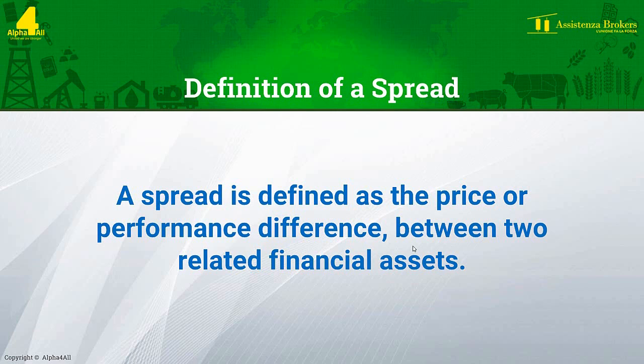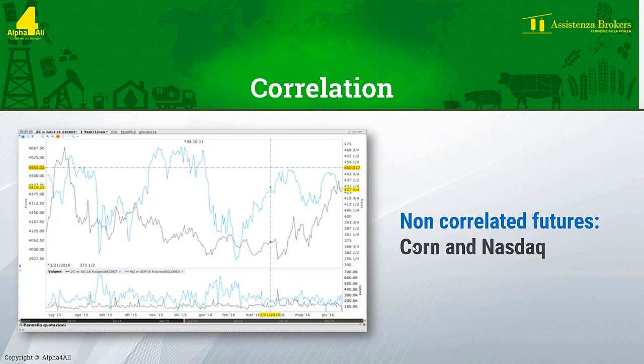We need to look at how the raw materials we use are connected, and the term we use for this is correlation. So we've said we will only use futures that are related with a direct correlation in respect to the underlying products.